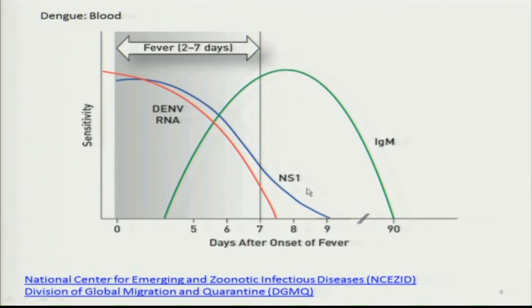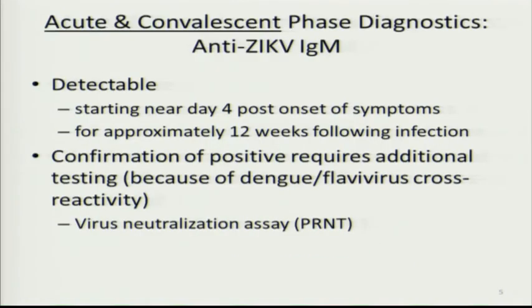There's also an antigen test for dengue, NS1. There are no antigen tests for Zika or Chikungunya. In fact, there are no FDA-approved diagnostic tests for Zika at this time, although a number are preparing for submission. So what about antibody? This can be detectable, as I said, starting 4 days after symptoms, and will last, the IgM can last up to 3 months. It's necessary to confirm a positive because of dengue and other flavivirus cross-reactivity, and this is a real problem with the diagnostics.